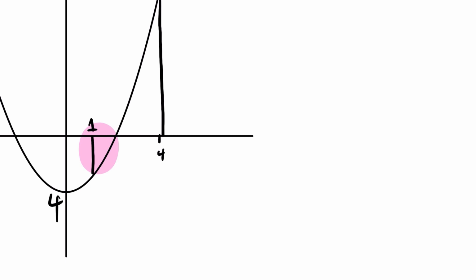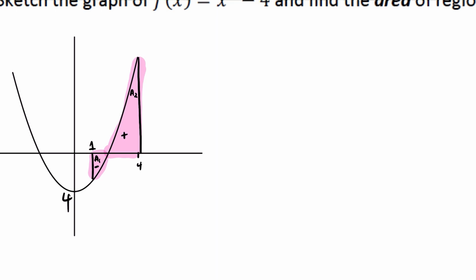Oops, that's quite big for my area. Let's try that again. So this is the area that I want to find. Labeling them, that's A1 and A2. We know that A1 is negative and A2 is going to be positive. So from there, I can write my little plan.